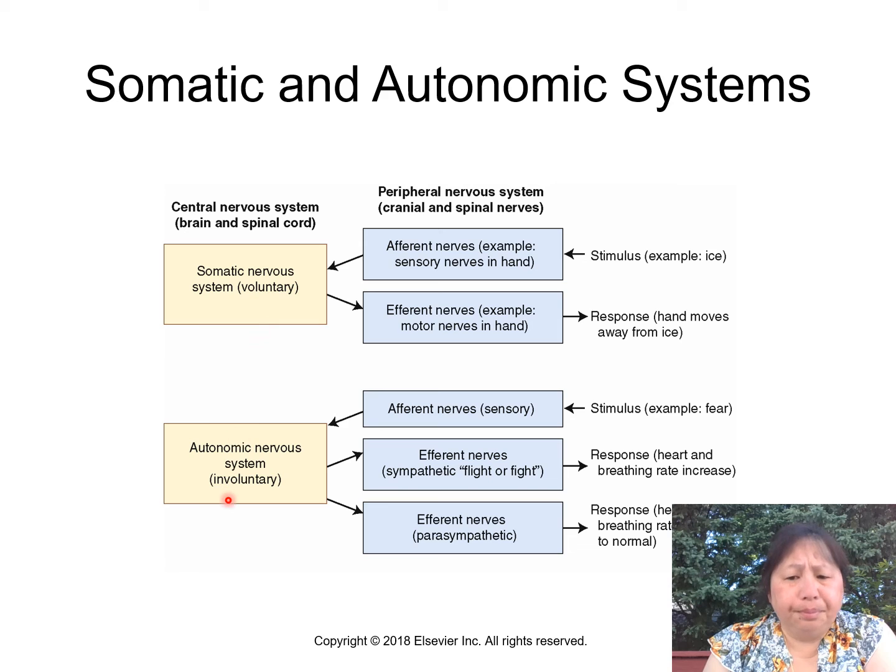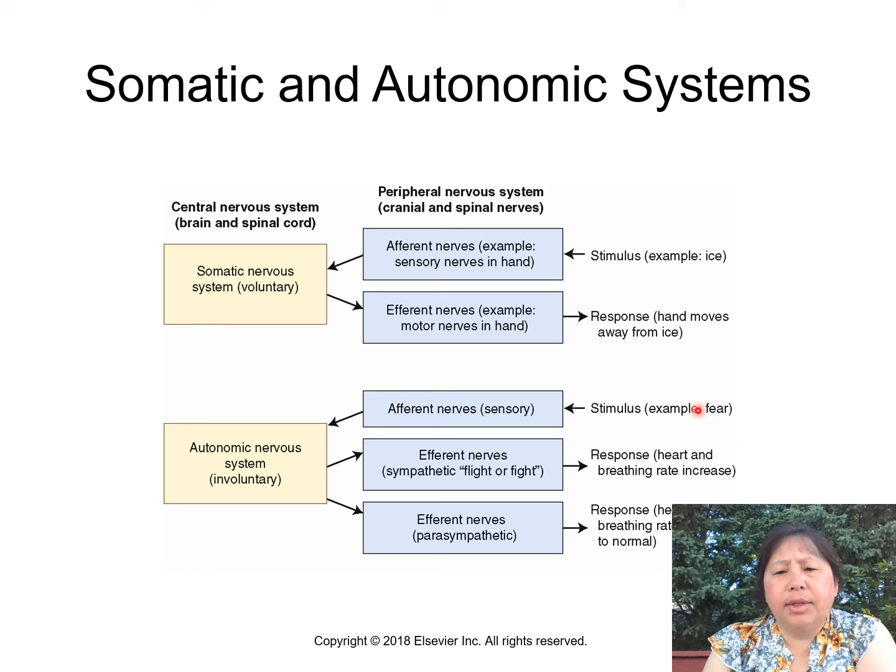There's another division that's called your autonomic nervous system. This is involuntary. It's done automatically for you without your thought process. It's like your heart beating without you telling your heart to, or your stomach digesting without you telling it to do what needs to be done. Your CNS is taking care of that for you.